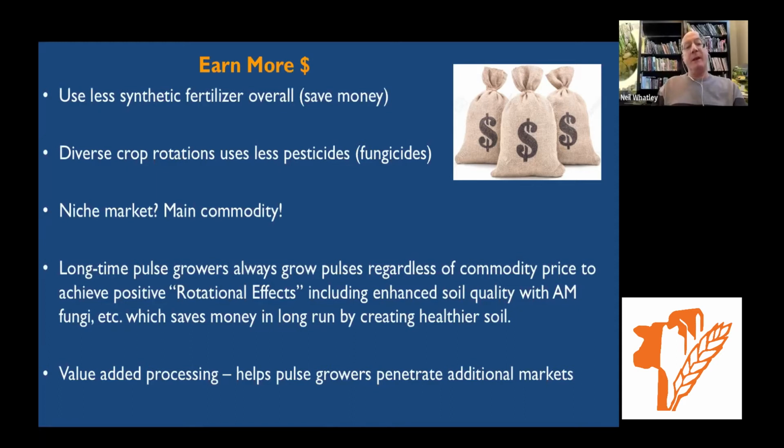Niche market or main commodity. This is interesting, because some growers will learn how to grow something like lentil, which has a bit of a learning curve to it, and just grow it when the price is high and make some good money. Many pulse growers have pea, lentil, perhaps fava bean in their rotation as a main commodity, especially pea and lentil. Longtime pulse growers always grow pulses regardless of commodity price to achieve the positive rotational effects, including enhanced soil quality with AM fungi, which saves money in the long run by creating healthier soil.